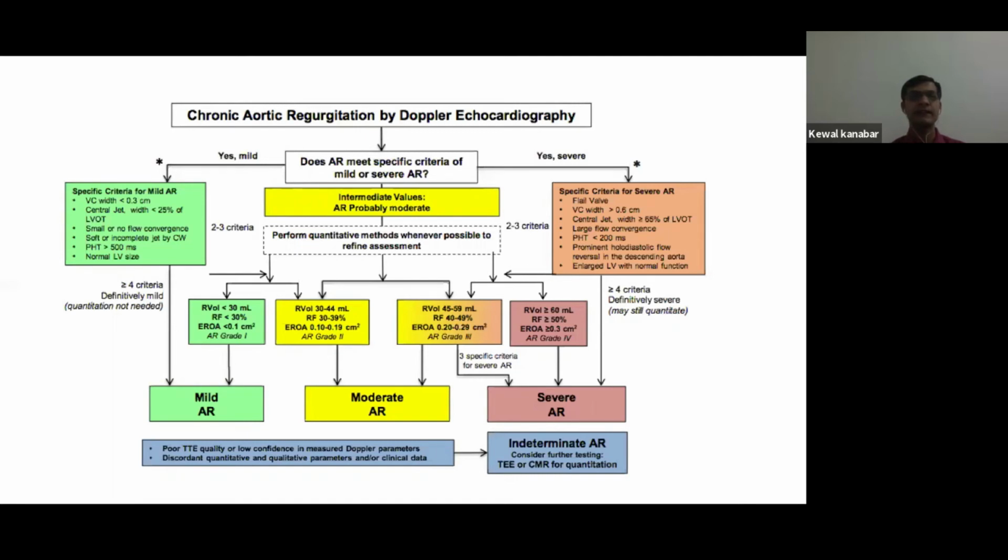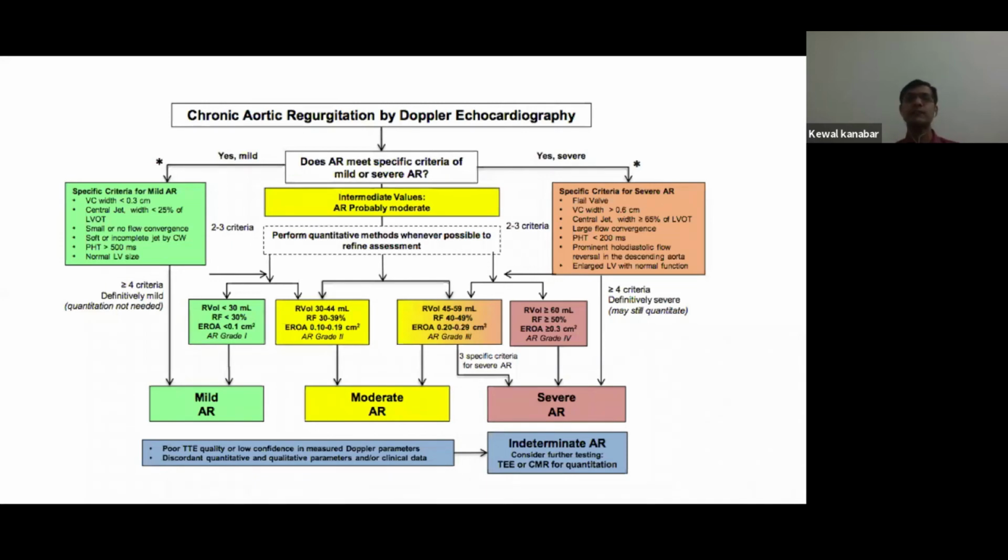The criteria for mild AR include vena contracta less than 3 millimeter, jet width less than 25% of LVOT, no holodiastolic flow reversal, and normal LV size. If 4 of these criteria are met, we can say that this patient has mild AR. For patients who come between the two, they are labeled as moderate AR, and in patients with moderate AR, we usually go for quantitative assessment of aortic regurgitation.